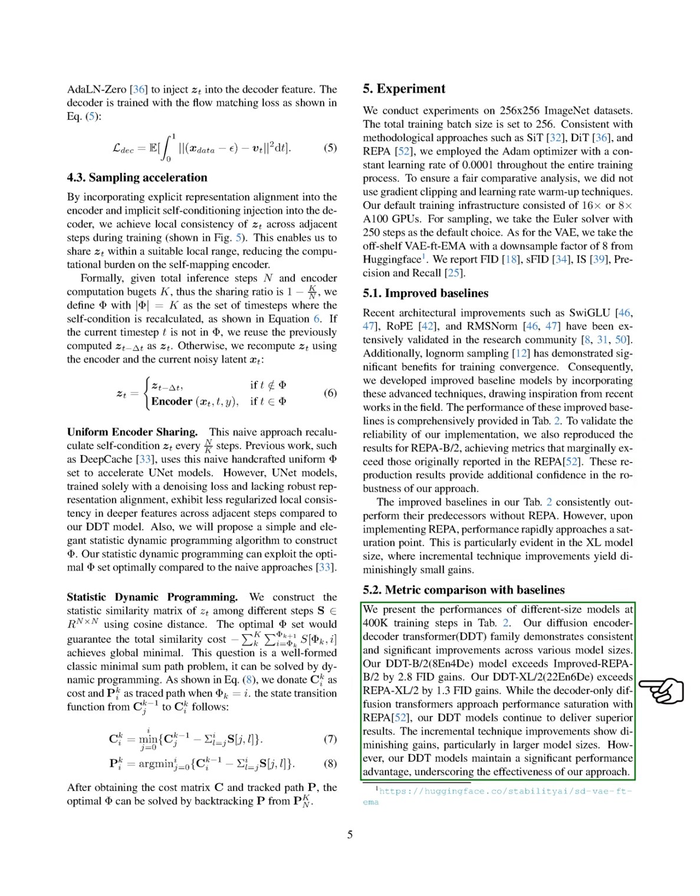We present the performance of various model sizes at 400K training steps in our results table. Our Diffusion Encoder-Decoder Transformer, DDT, family shows consistent and significant enhancements across different sizes. For instance, our DDT-B2 model outperforms improved REPA B2 by 2.8 FID points, and our DDT-XL2 model exceeds REPA XL2 by 1.3 FID points. While decoder-only diffusion transformers hit performance saturation with REPA, our DDT models continue to achieve better results, although the incremental improvements are small, particularly in larger models.